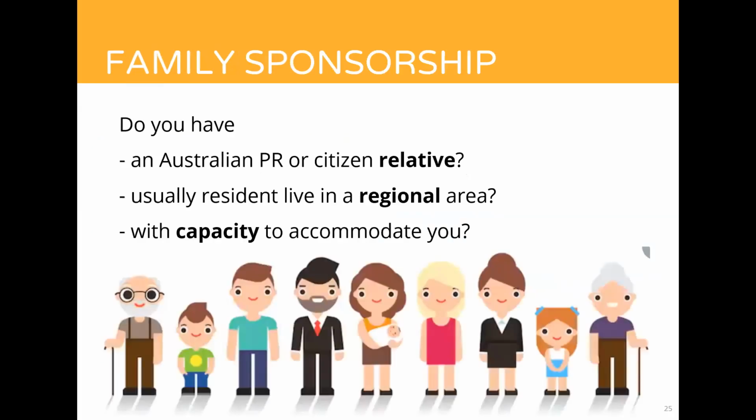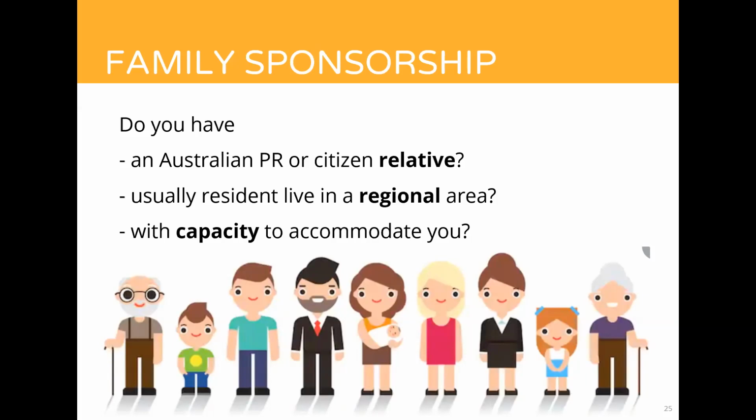Now, if you have an occupation on the medium and long-term list and you're lucky enough to have an Australian relative, you may be eligible for family sponsorship. So an Australian relative is a parent or child or sibling, an aunt, uncle, niece or nephew, a grandparent or a first cousin. They must be a permanent resident or citizen, usually resident in a designated regional area of Australia. Now that again has the same definition as earlier, so not Sydney, Melbourne or Brisbane.